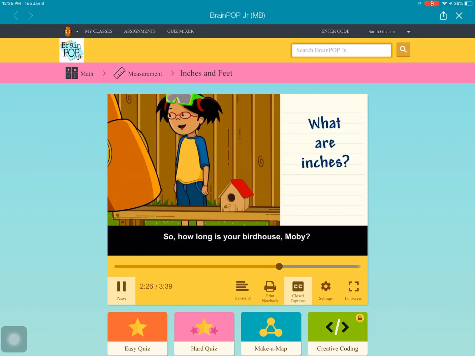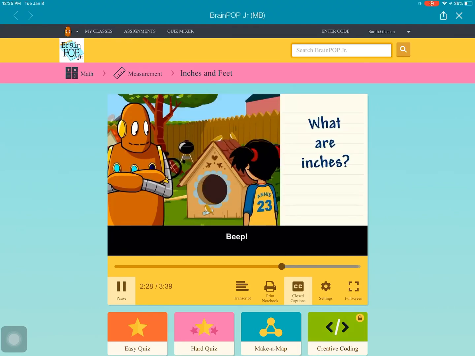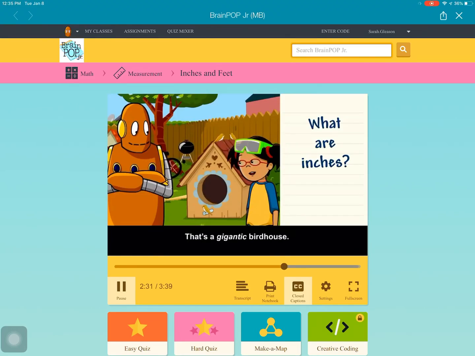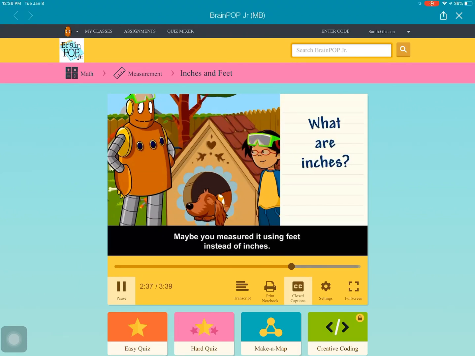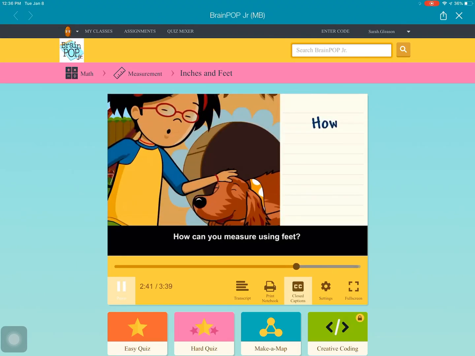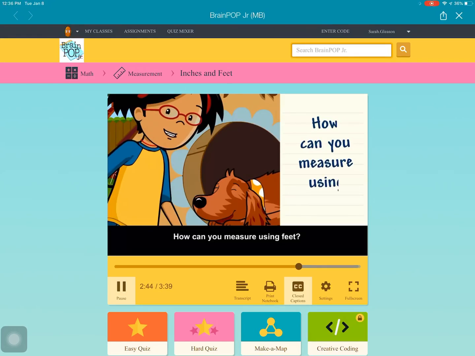So, how long is your birdhouse, Moby? That's a gigantic birdhouse. We should use it as a doghouse instead. Maybe you measured it using feet instead of inches. How can you measure using feet?